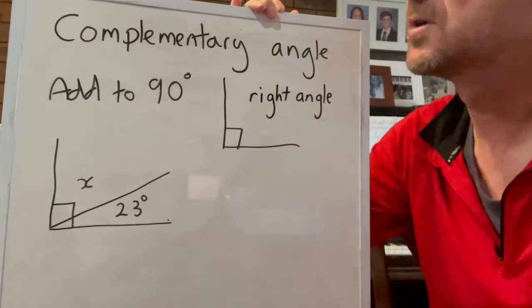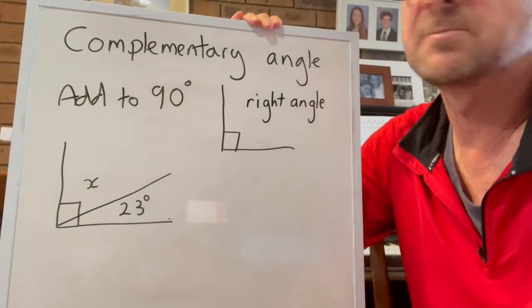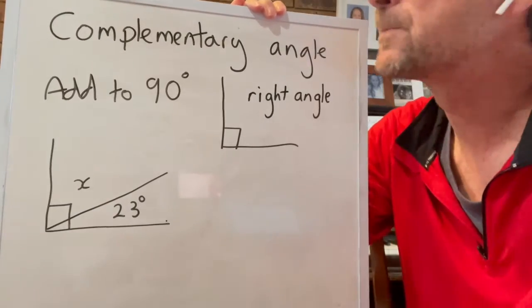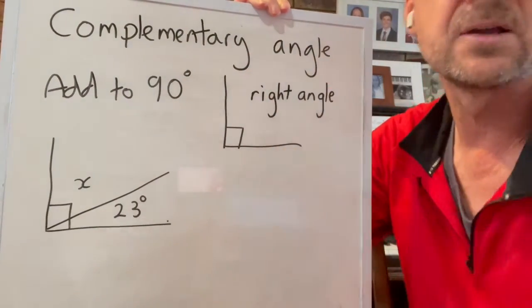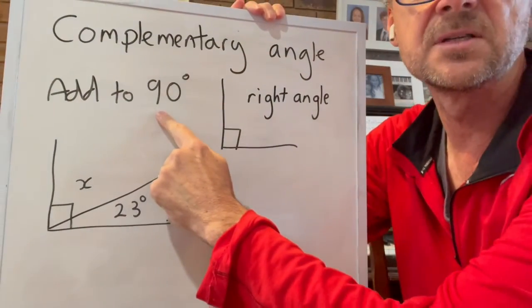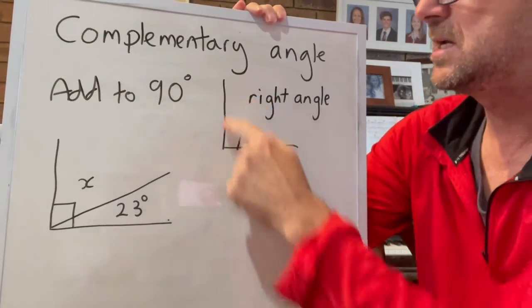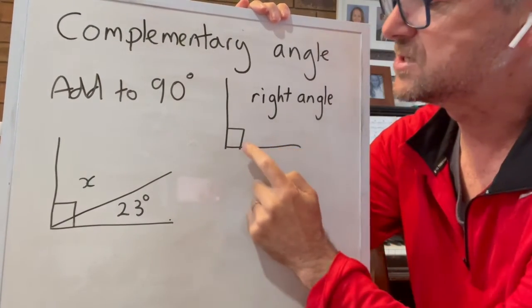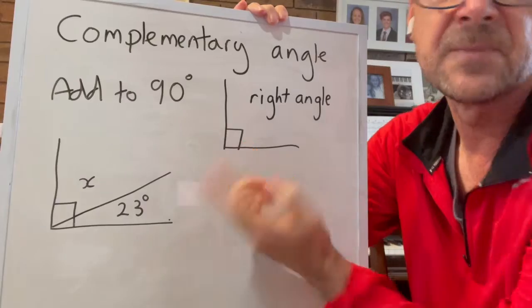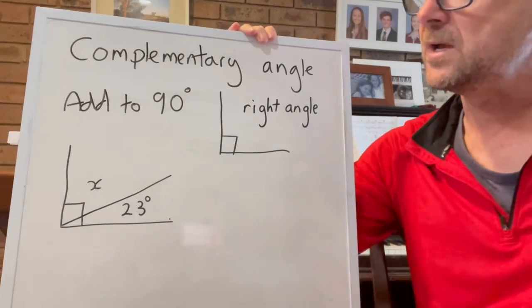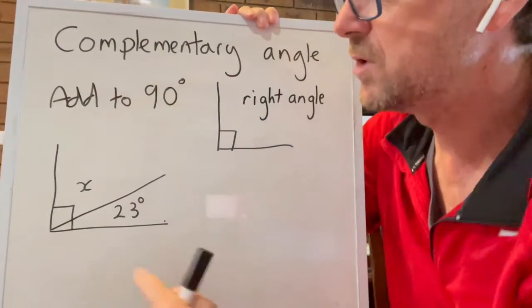Okay, today we're going to look at two ideas, one of them being complementary angles, and then we'll follow that up with supplementary angles. Complementary angles are angles that sum up, or add, to 90 degrees, okay? So we're thinking here of a right angle, and a right angle has 90 degrees, and it's represented by this symbol in the corner.